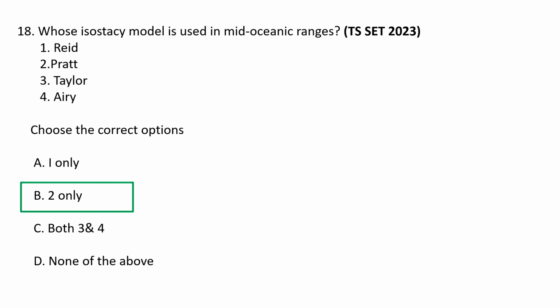Mid-oceanic ridges are explained by the Pratt hypothesis as overlying regions of unusually low density in the upper mantle, and this reflects the thermal expansion from the higher temperatures present under the ridges. So 2, the Pratt model used in mid-oceanic ridges, is the correct option.